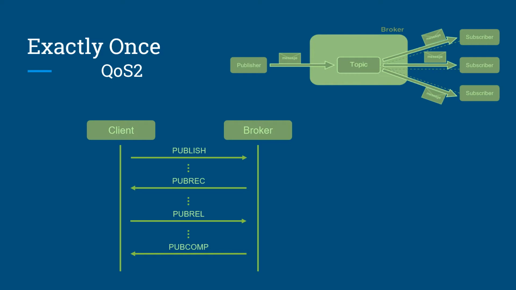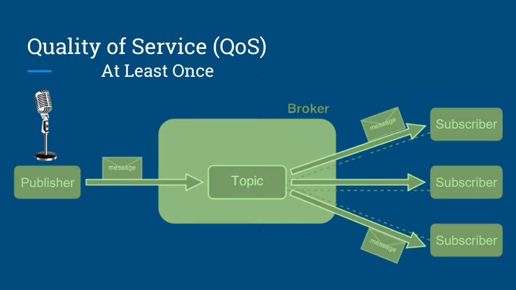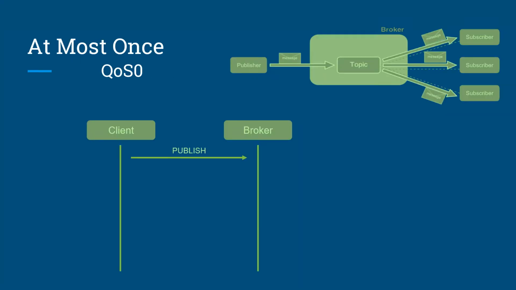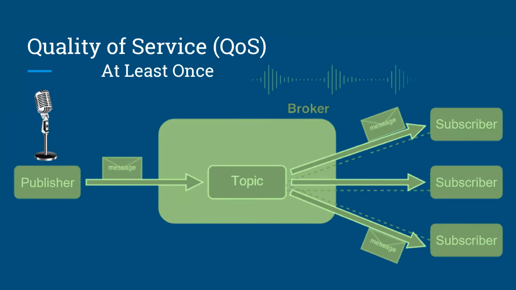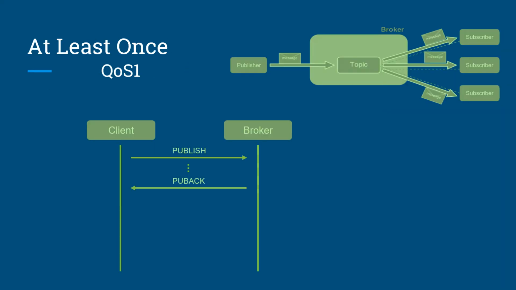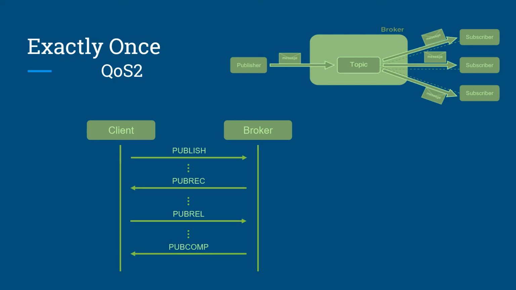For exactly once, so we've covered quality of service at most once, which allows for disregarding some drops in the network. We've covered at least once, which makes sure to deliver critical messages when it finds them. And we also have exactly once.